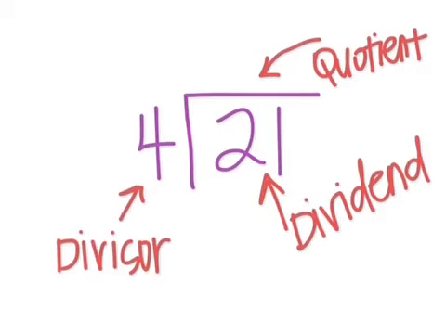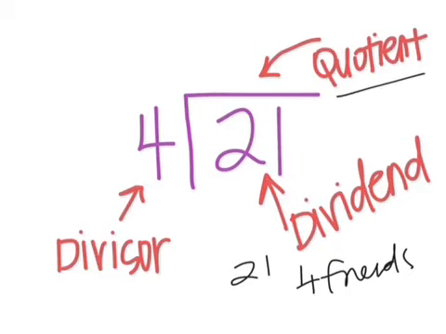So first, a quick reminder that the number that we are trying to split into groups is the dividend. So the 21 would be the dividend. The divisor is the number of groups that we are trying to make. So let's say I have 21 cookies and I have 4 friends. If I want to split those 21 cookies between 4 friends, I would divide. The answer to my division problem is called a quotient. So just a quick reminder to all of you what those terms mean.